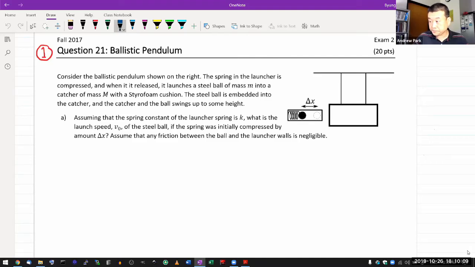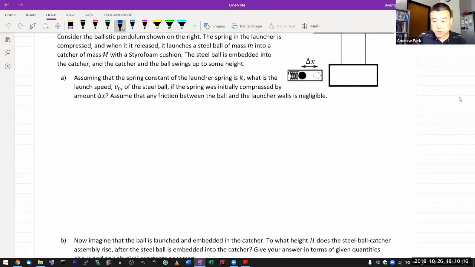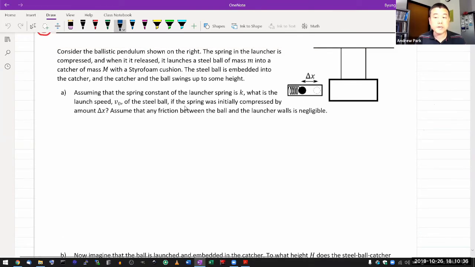Okay, so the first question is the ballistic pendulum, and hopefully, as you're looking at the past exam, you got the sense that this does follow. This is your exact setup for the ballistic pendulum lab, and I'm hoping some of this will look familiar and doesn't look surprising.